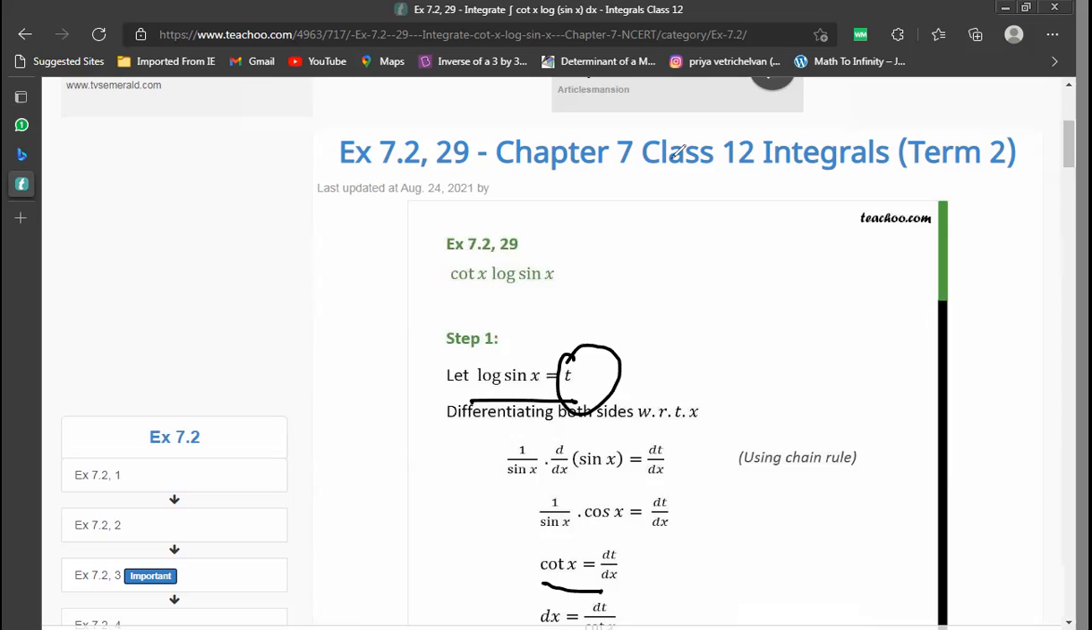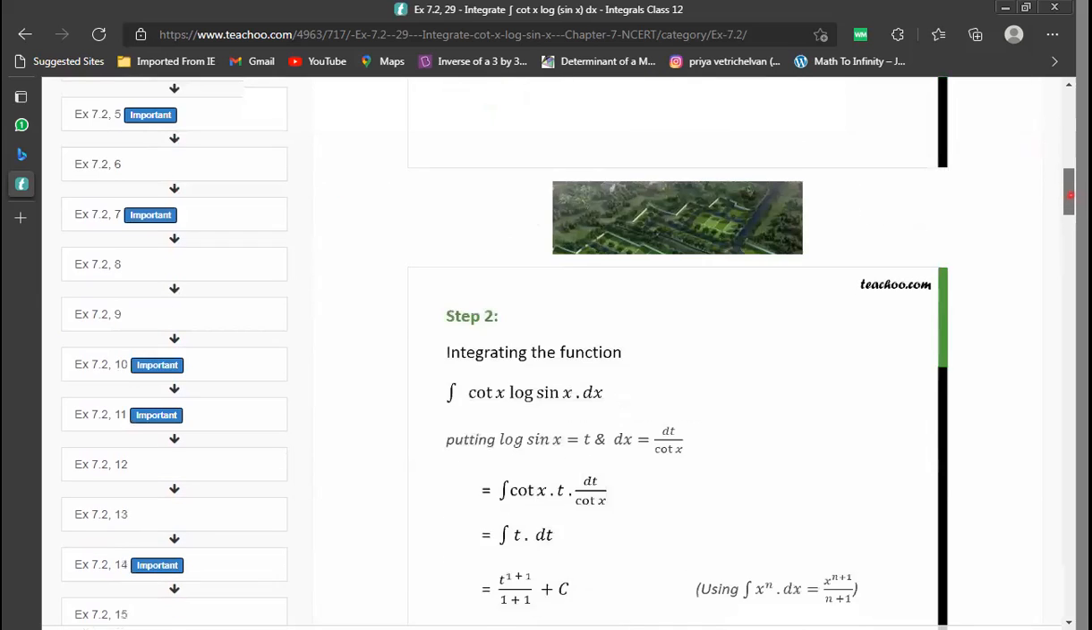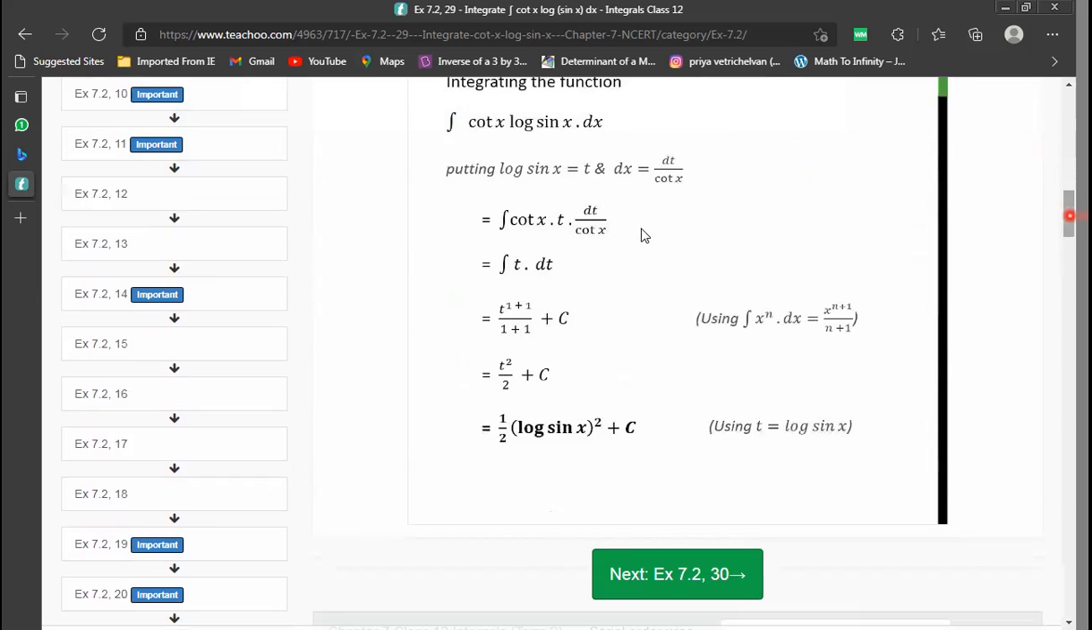Cot x is equal to dt by dx, so cot x and cot x will cancel each other. We'll be left with t alone, which integrates to t square by 2. What is t? t is log of sin x. That's it.